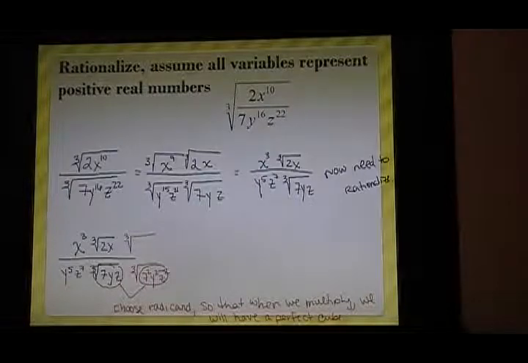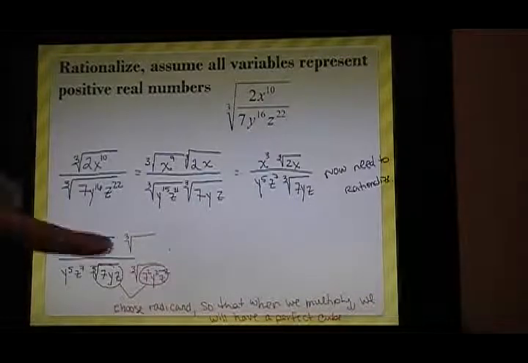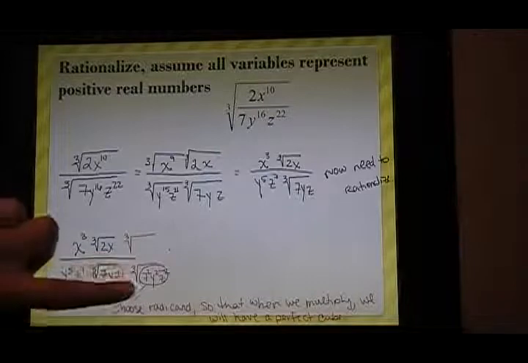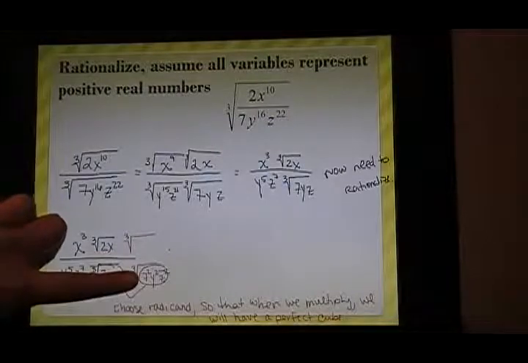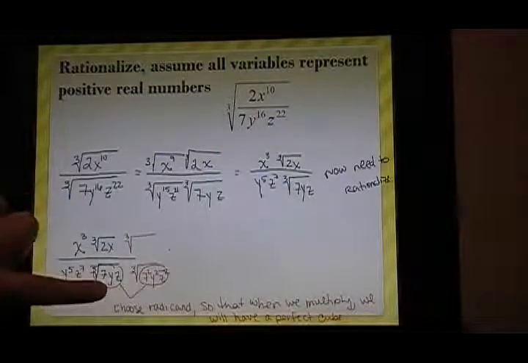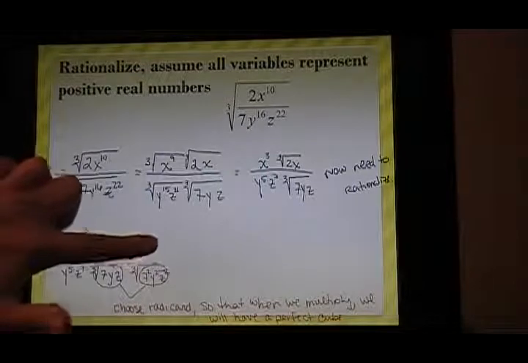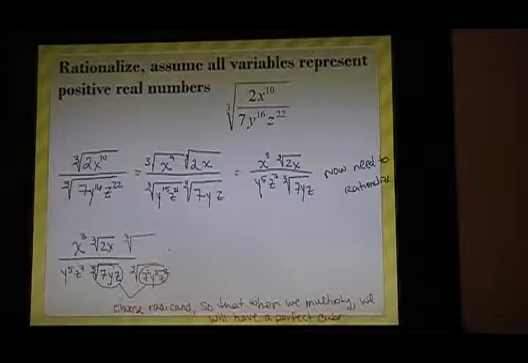So multiply, and again, when you're rationalizing, you're making an equivalent fraction. So whatever you multiply in the bottom to get your perfect cube, you have to multiply in the top as well so that you create an equivalent fraction. So that's 7 squared, y squared, z squared.